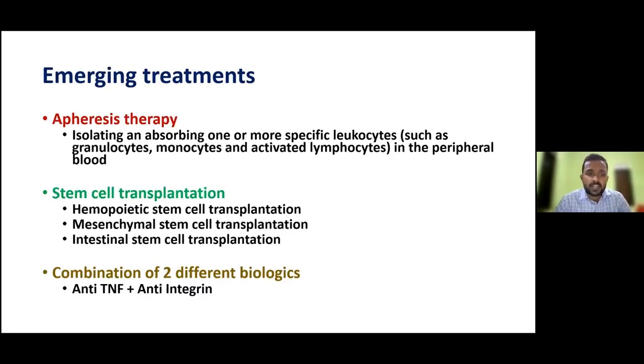So there are very interesting emerging treatments. The first one is apheresis therapy, in which we try to isolate and absorb one or more specific leukocytes in the peripheral blood, but these are still in the research stages. And also we can try stem cell transplantations. The most commonly used stem cell transplantation method is hematopoietic stem cell transplantation. And also since 2019, there is research being conducted combining two different biologics with different modes. For an example, there is research being conducted with adalimumab and vedolizumab for ulcerative colitis.